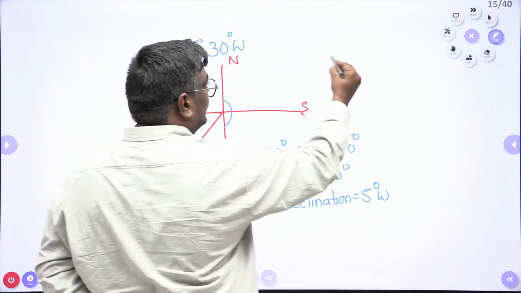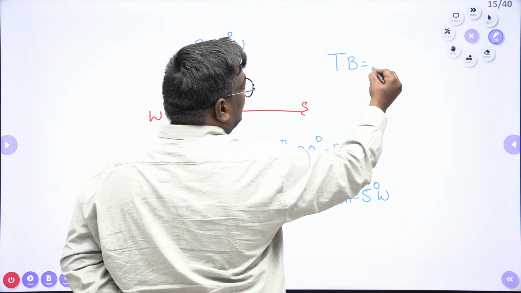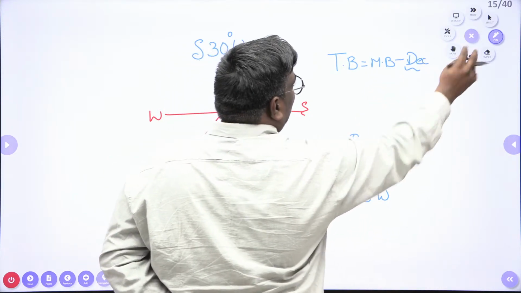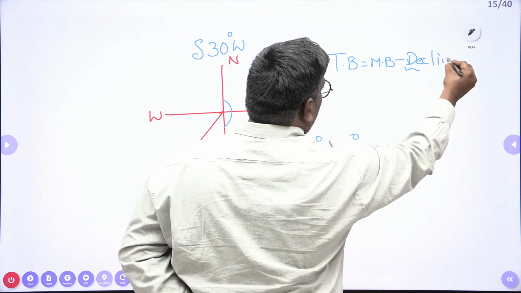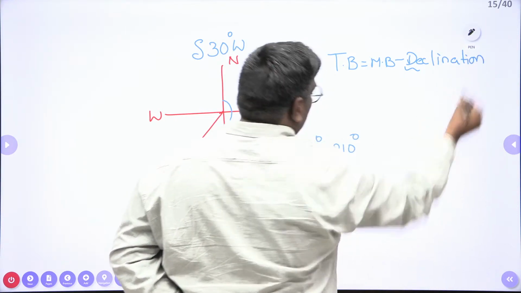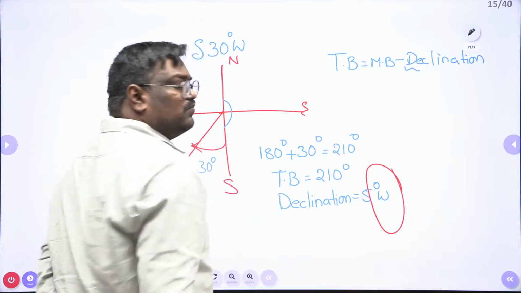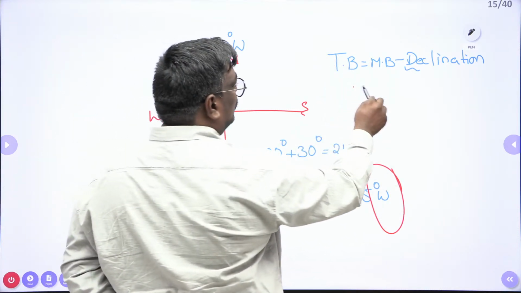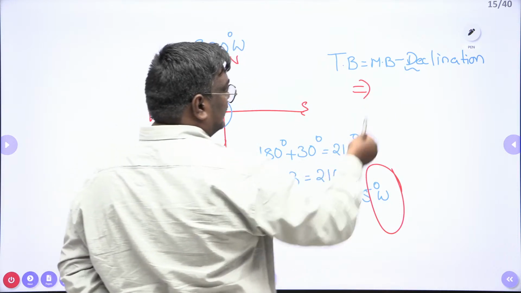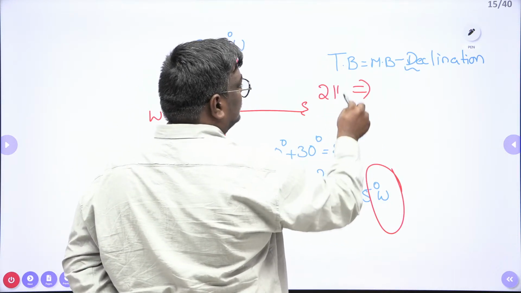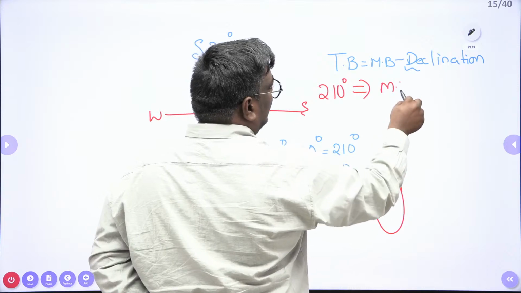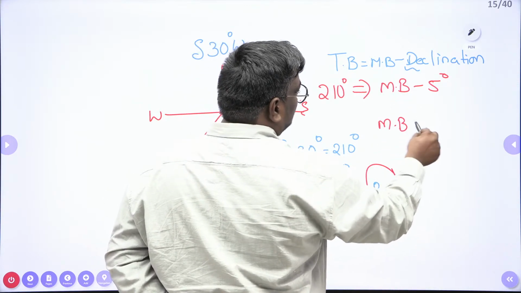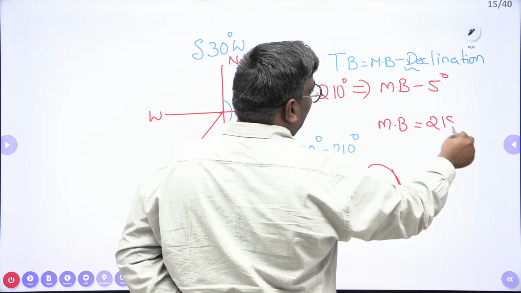Now, my dear students, true bearing is equal to magnetic bearing minus declination. Why is it minus declination? Because in the question, he has given you clearly that it is west. So true bearing, 210 degrees, is equal to magnetic bearing minus declination, which is 5 degrees. So magnetic bearing will be equal to 215 degrees.